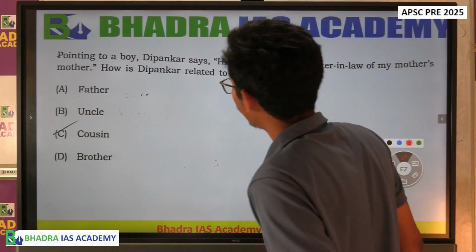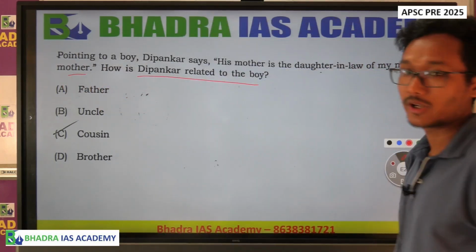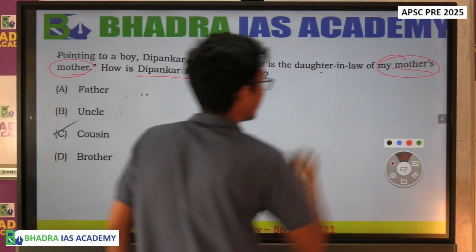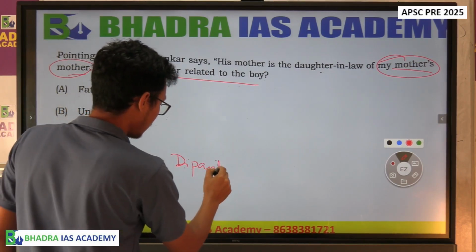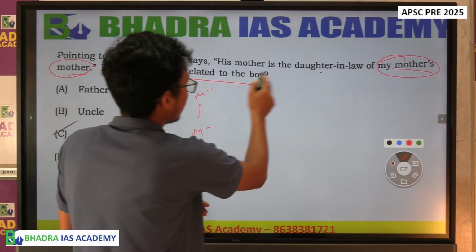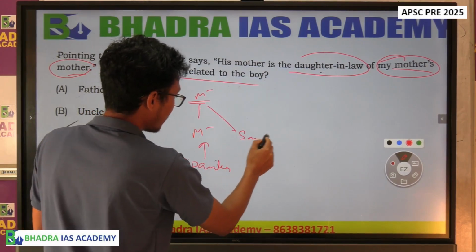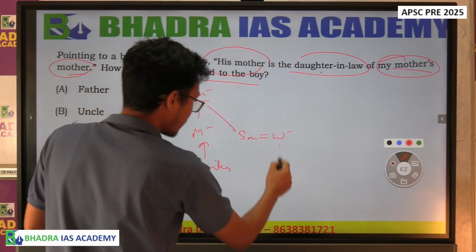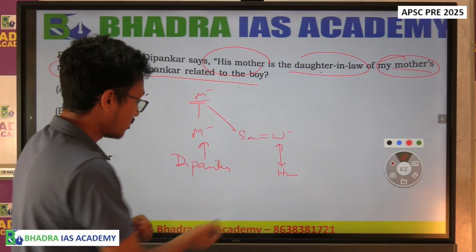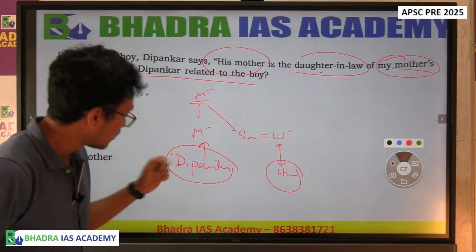Pointing to a boy, Dipankar says his mother is the daughter-in-law of my mother's mother. How is Dipankar related to the boy? Okay, Dipankar has said this, so I will start from the last. Mother's mother, my mother's mother. So this is Dipankar, this is his mother, and this is her mother. So Dipankar's mother's mother. Daughter-in-law means she must have a son, and that son's wife. His mother is the daughter-in-law of her. So Dipankar is the aunty's son of this boy, that means cousin.